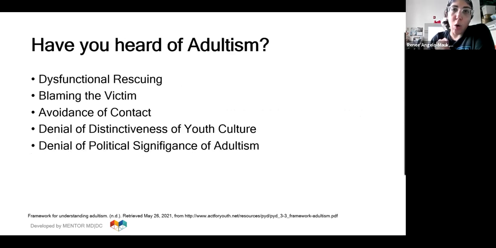Cool. So adultism, which again could be a whole other training, but we want to address it here because it is a form of bias. Adultism is the assumption that young people are inferior to adults simply because of their age. Adults often act on this assumption by limiting young people's access to decision-making, information, resources, their rights, their opportunity to voice their thoughts. And these are the 5 concepts of adultism.